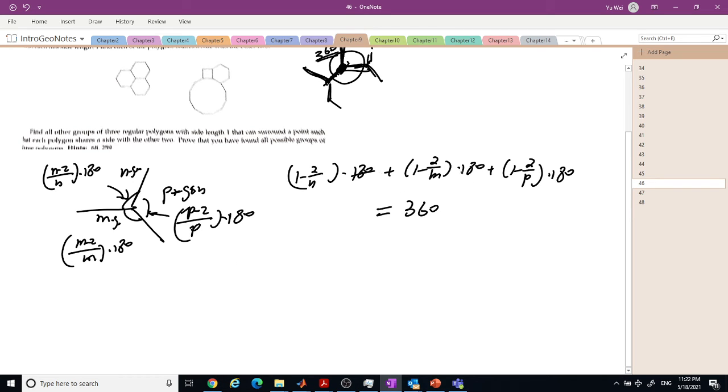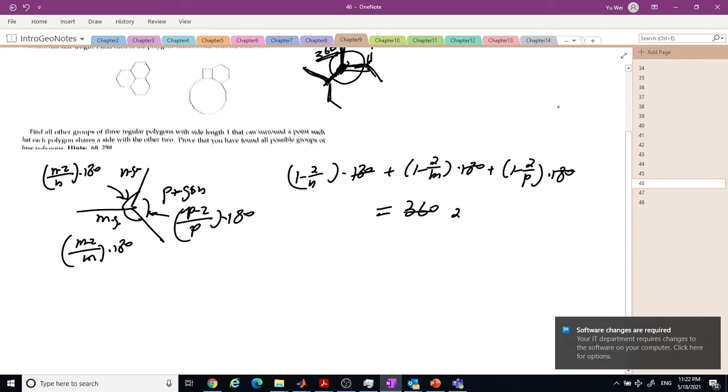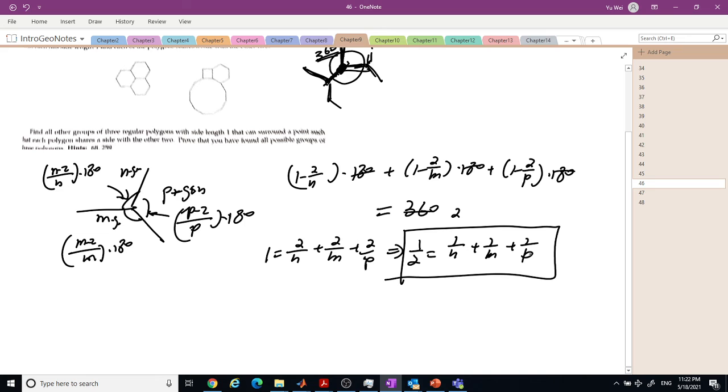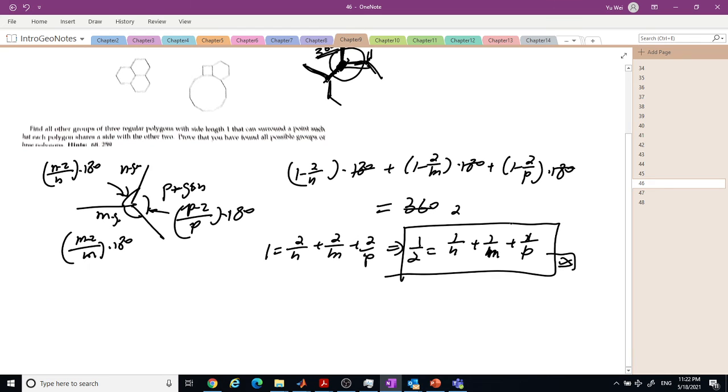Now we can take out all the common things, right? So it's 2. Then we know 1 equals 2 over m plus 2 over n plus 2 over p. Then we can say it's one half equals 1 over m plus 1 over n plus 1 over p. Okay, so no matter how many sides, you need to satisfy this equation to find all the possibilities to make this m-gon, n-gon, p-gon together, right?